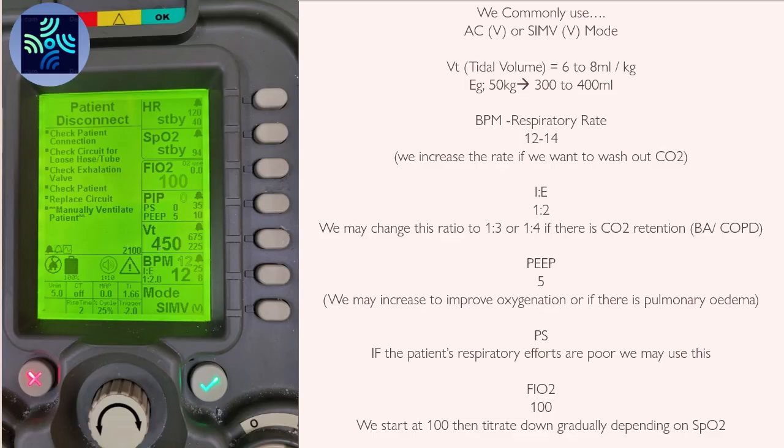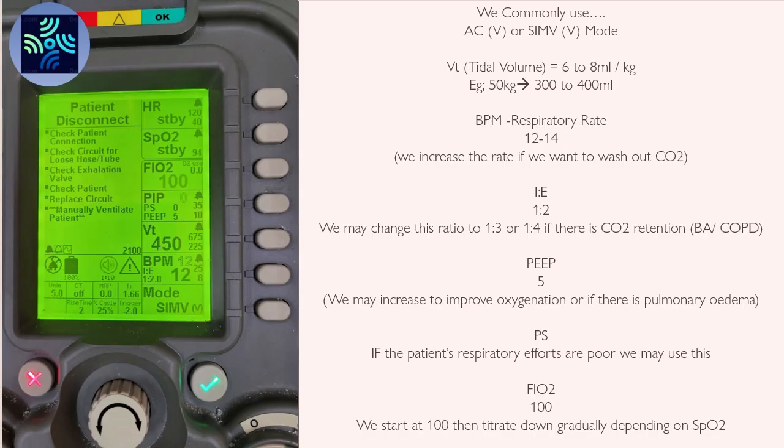Now let's look at some settings. We often use AC, V, or SIMV, V, mode. We calculate the tidal volume as 6 to 8 milliliters times the body weight of the patient. BPM, breaths per minute, is the respiratory rate. We set it around 12 to 14. We increase the rate if we want to wash out CO2.